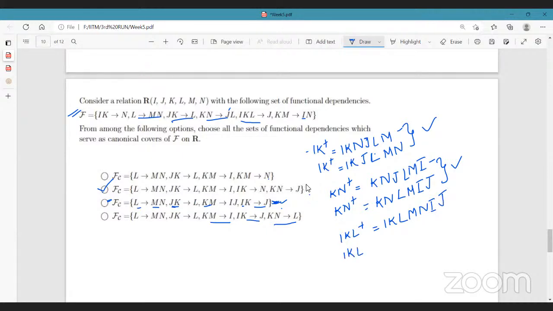Now, would you like to volunteer for option one? Yes, ma'am. So IKL gives IKL and L gives MN. KM gives I. But ma'am, I is already there. IK gives J. Okay. So again, this is also the same. So what would be the next closure? KM.